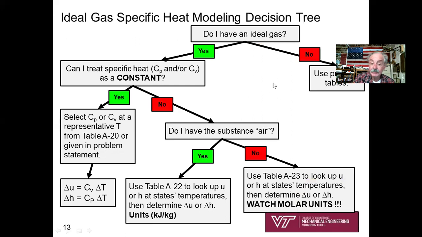And this is a repeat of your decision tree for ideal gases. And I'm not going to drag you. This is just as a courtesy to remind you, this is what we're talking about right here. Do I have an ideal gas? Yes. Can I treat its specific heat as constant or variable? I'm going to make it variable. Do I have air? Yes. Air and variable specific heat. Use table A22.